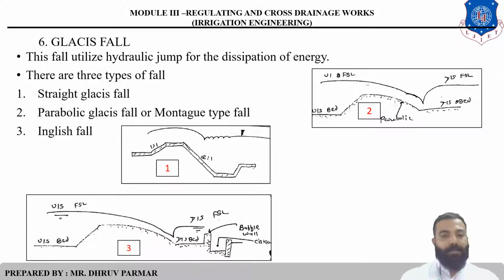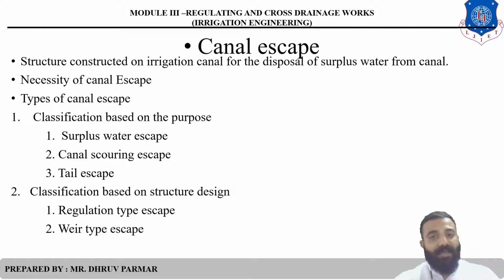It is the same as the parabolic fall, except at the downstream side a buffet wall system is provided to dissipate the energy to some extent. So this is a type of glacis form.